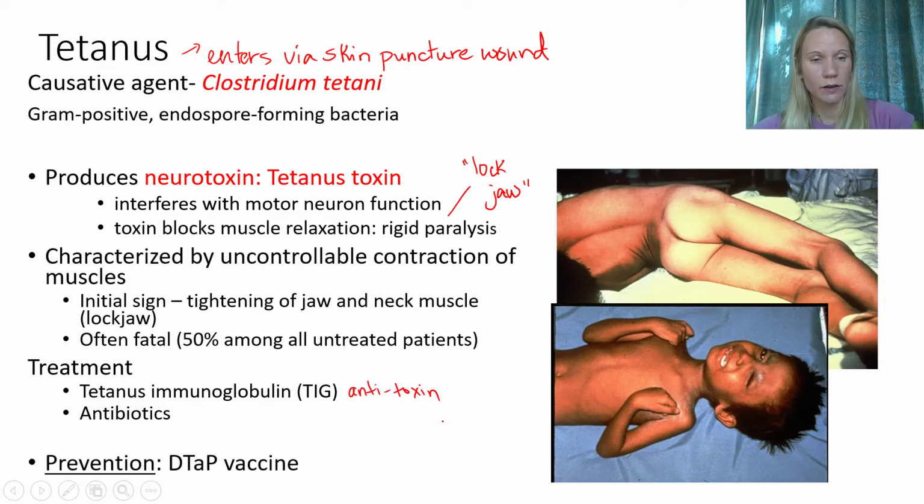and then just so you're aware, prevention is the DTaP. So getting the DTaP booster every 10 years is recommended. And of course, DTaP protects you against 3 different pathogens we've learned about so far. So we've learned about diphtheria, tetanus, and pertussis. So it protects against those 3.